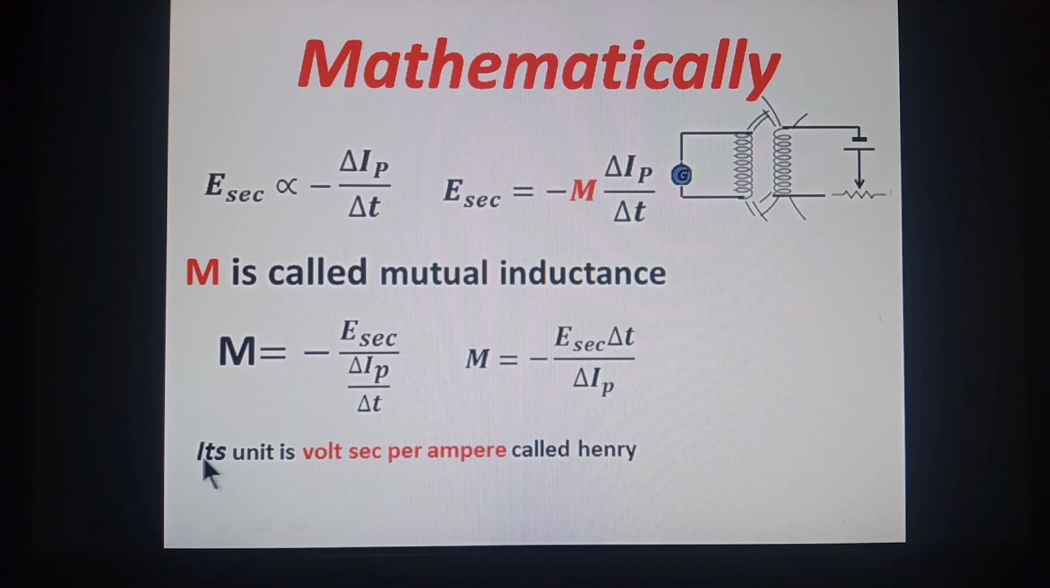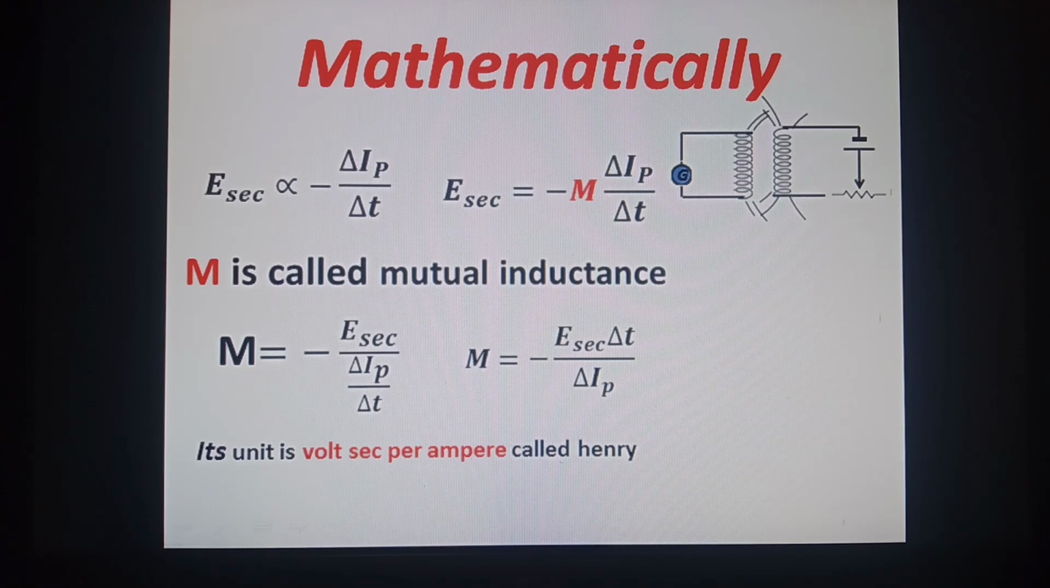The unit of mutual inductance, from this equation, will be volt for EMF, second for time, ampere for current. So the unit of mutual inductance will be volt second per ampere, and we call it Henry. Henry is the unit that we use for mutual inductance.